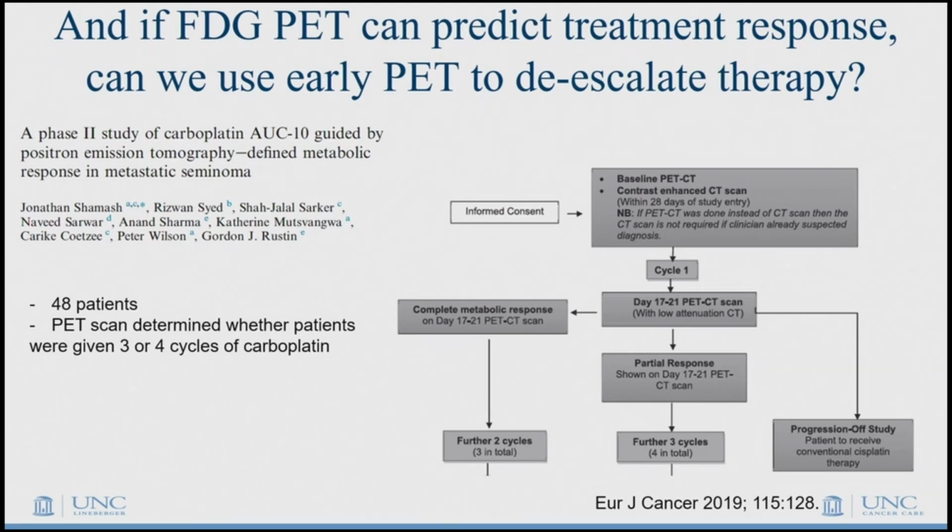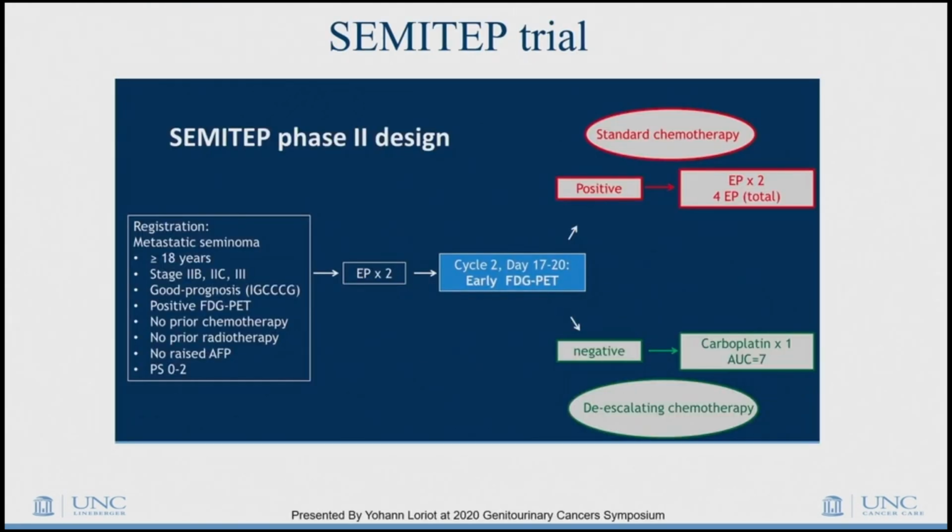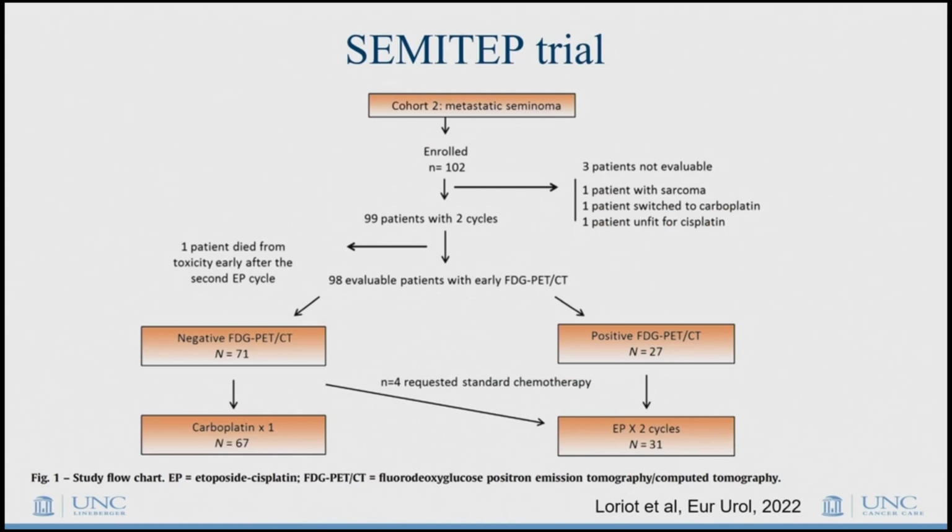And based off this earlier study is the semi-TEP study, this is the second cohort other than the staging cohort, which I showed you earlier, that took metastatic seminoma, treated patients with EP times 2, so typically we'd give times 4, then did a PET. Patients that were positive got standard EP times 4. Patients that were negative after 2 cycles actually then switched to 1 cycle of carboplatin to try to reduce long-term cisplatin toxicity. And so they enrolled 99 patients, did PETs on 98.